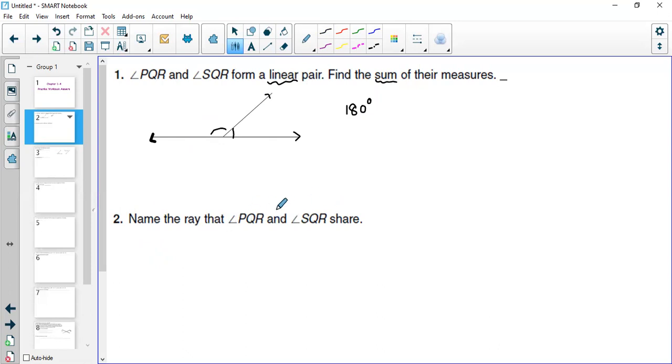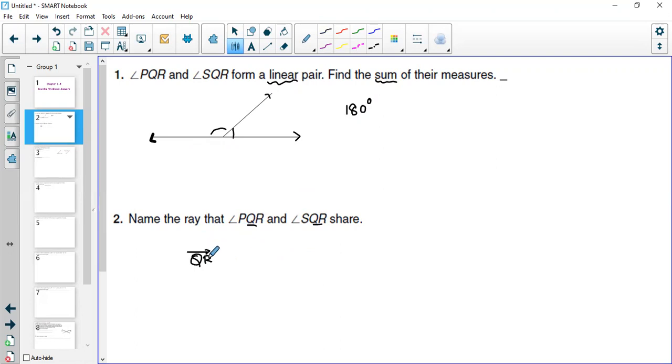Name the ray that PQR and SQR share. So these are two angles, PQR and SQR. If you remember, in the lesson I taught you an easier way to find out rather than drawing. How do you find out which is the common ray between two angles? Just look at these letters here. Which letters are common? Here we have PQR and here we have SQR. So of course QR is common, which means QR is the ray which both of them are sharing. So it's going to be ray QR.